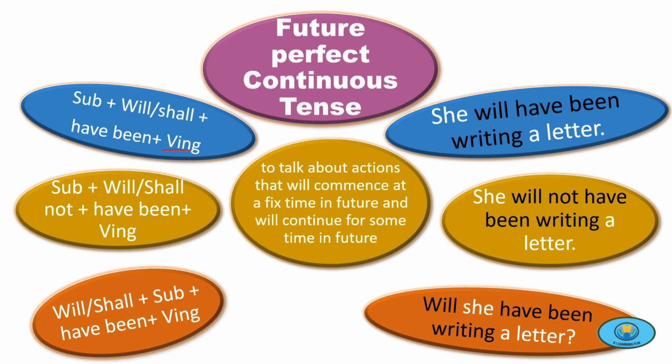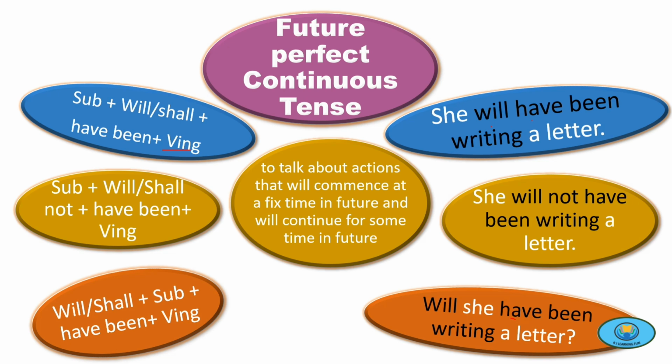As you can see, with she we are using have because this is a future perfect continuous tense, not the present perfect continuous tense. In present perfect, we use has with singular and have with plural. But in future perfect continuous tense, we use the base form have with all the subjects. So, will she have been writing a letter? So these are the four future tenses with their rules and examples.